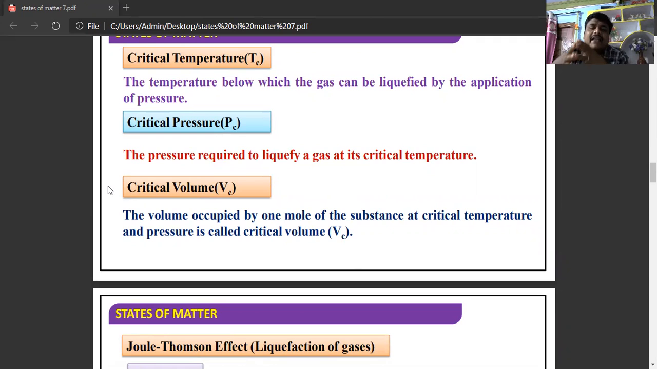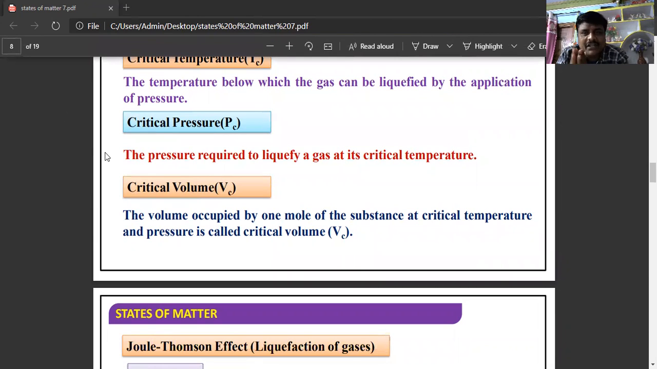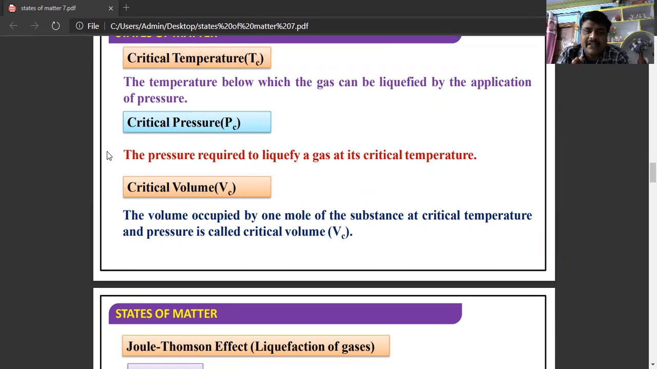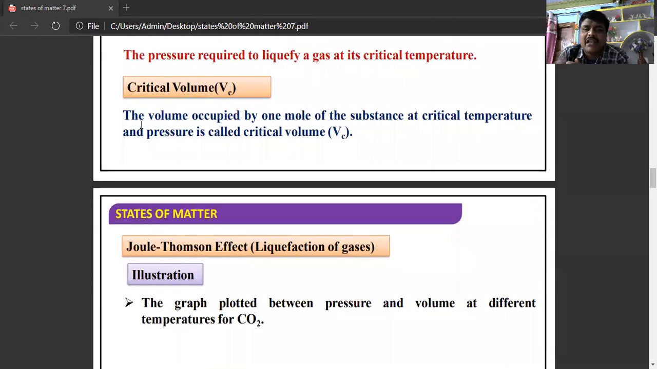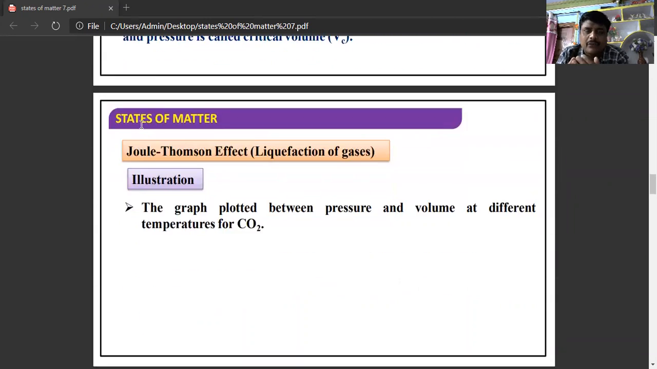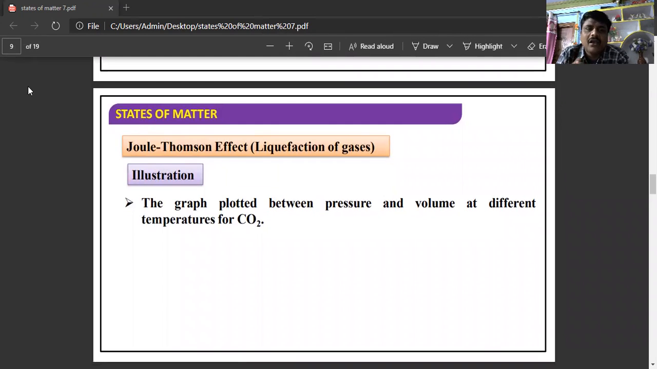Critical temperature is denoted by Tc, whereas critical pressure is denoted by Pc. So what is critical pressure? It is the pressure required to liquefy a particular gas at the critical temperature. And critical volume is the volume occupied by 1 mole of substance at both conditions, that is, at critical temperature as well as critical pressure.